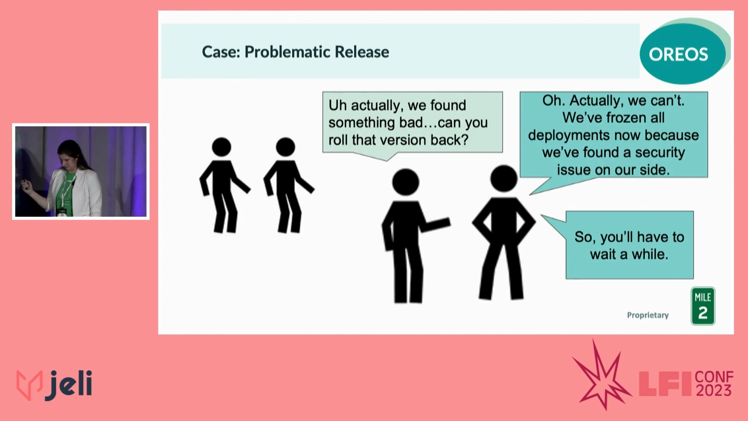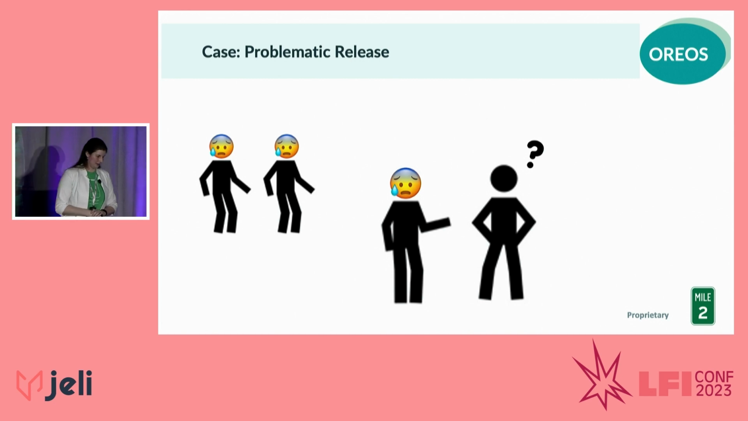Well, actually, we found something that could be bad. Can you just roll that back, really quick? Platform 1 says, well, actually, we can't. We have to freeze all of our deployments right now because we found a security issue on our side. So I have to wait. Yeah, that's a bit of a problem. So this is the prompt that we gave our teams. What do you do in this situation?